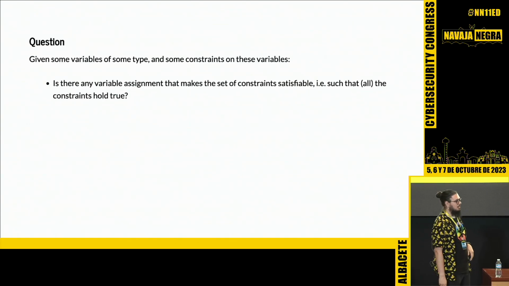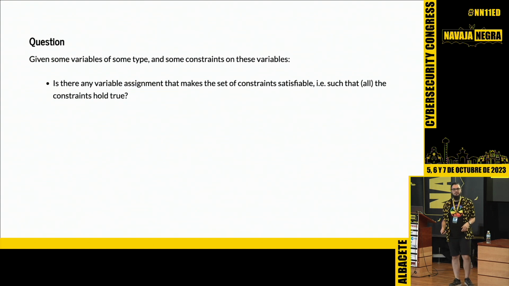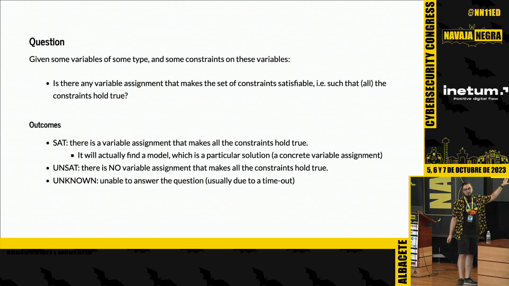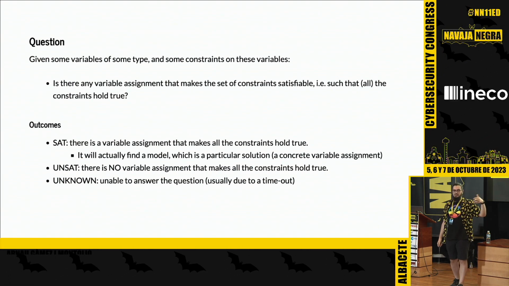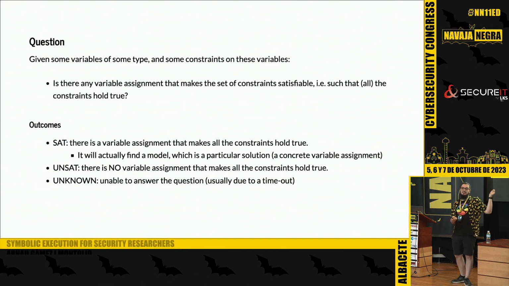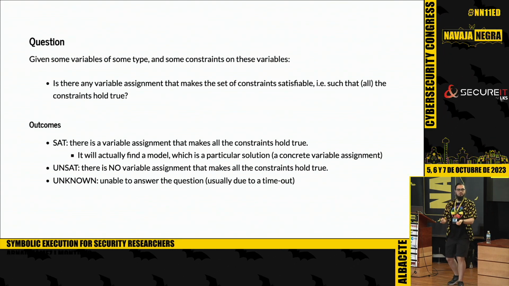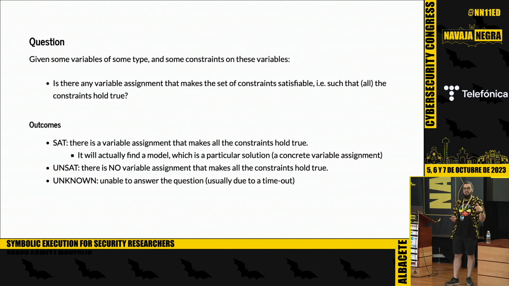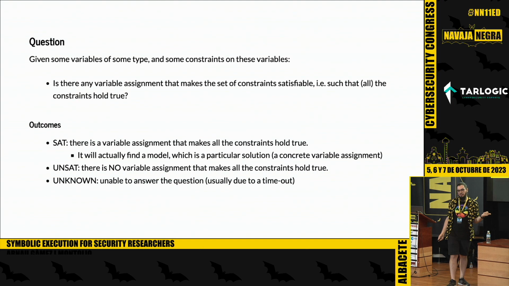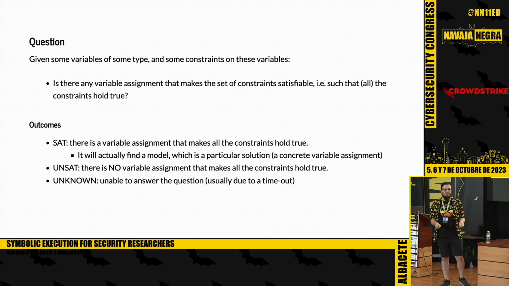And the idea is, here I have some expression on some variables. Is that satisfiable? Which is another way of saying, is there a variable assignment that will make these conditions hold true? There are 3 possible outcomes. The first outcome is SAT, which means yes, there is a variable assignment, and when you have a SAT outcome, it will give you a solution. It's not just yes, it's possible. If it says that it's possible, it will give you a concrete example of a solution. We call that a model, okay? But it's essentially a solution.